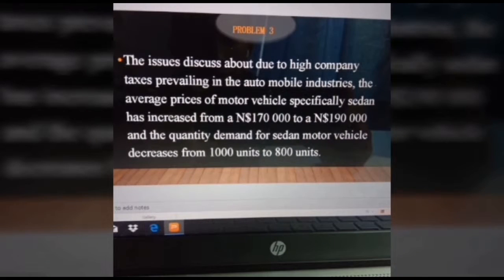Problem 3. The issue discussed is about the high components prevailing in the automobile industry. The average price of motor vehicles has increased from 170,000 to 190,000, and the quantity demanded for motor vehicles decreased from 1,000 units to 800 units.